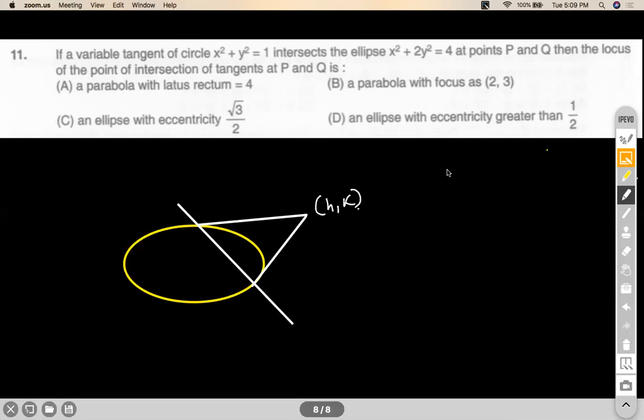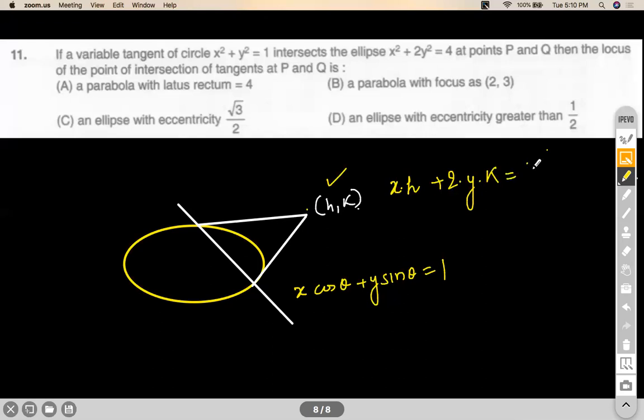Okay, let's discuss. So, it's very obvious that let's say there is a tangent to this circle, and let's say I call the tangent as x cos theta plus y sine theta equal to 1. You can treat this tangent to be the chord of contact generated by this point of intersection h comma k. So treat it as if you have drawn a pair of tangents from this point h comma k, and this variable tangent to the circle behaves like the chord of contact. So we know that the equation of the chord of contact is T equal to 0, so it will be hx plus 2yk equal to 4.